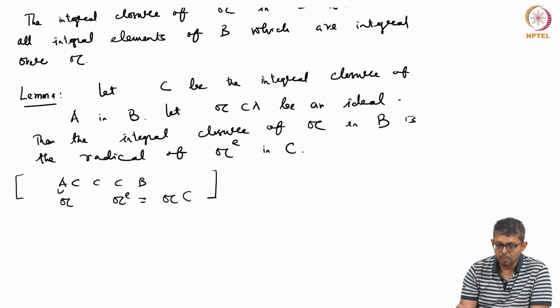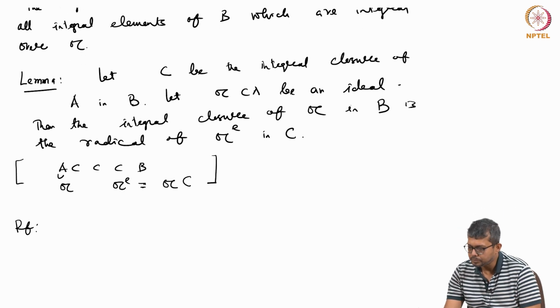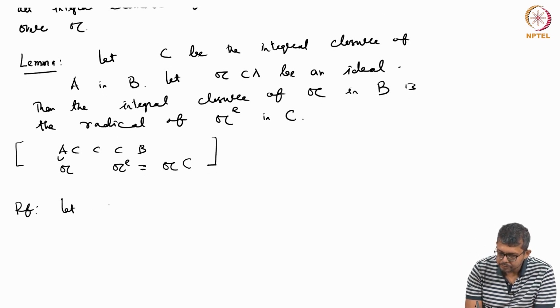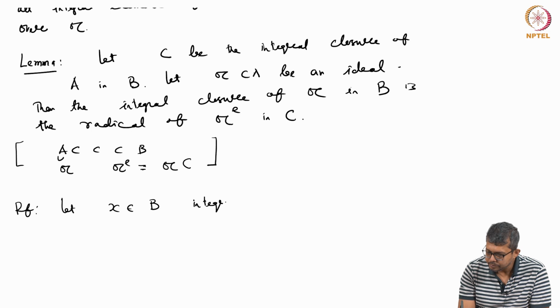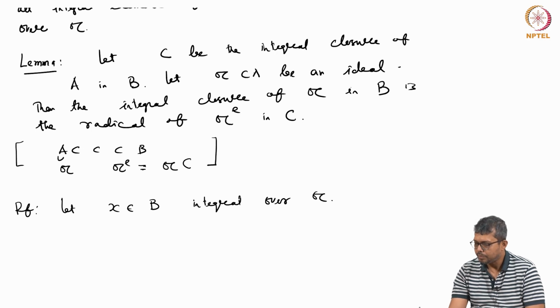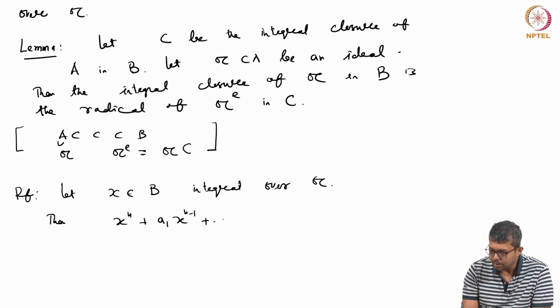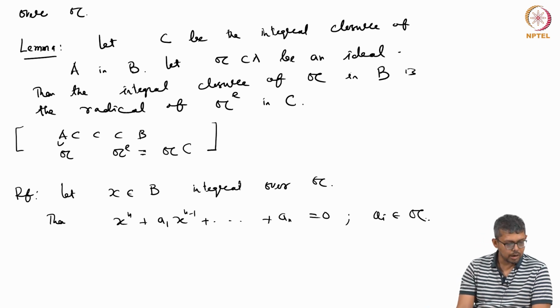Proof. Let x belong to B, integral over A. Then you have x to the power n plus a1 x to the power n minus 1 dot dot dot plus a n equal to 0, where ai belongs to A.